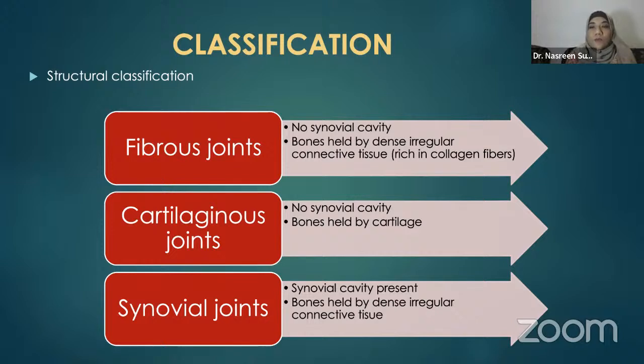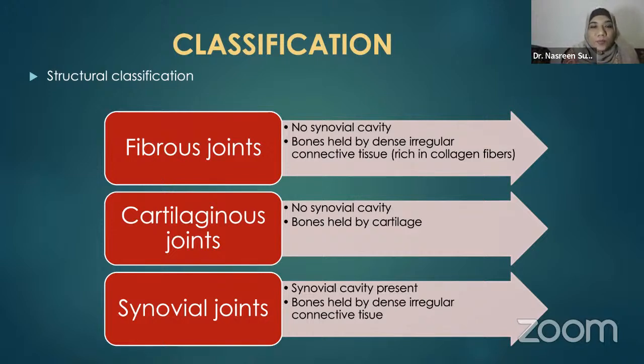So what is this space called? This space is called the synovial cavity. You can see here in the fibrous joints, I have written that it has no synovial cavity. It means if there are two bones, there is no space between them. They are like this. If there is space, it is a synovial joint. If there is no space, it is either a fibrous joint or a cartilaginous joint.